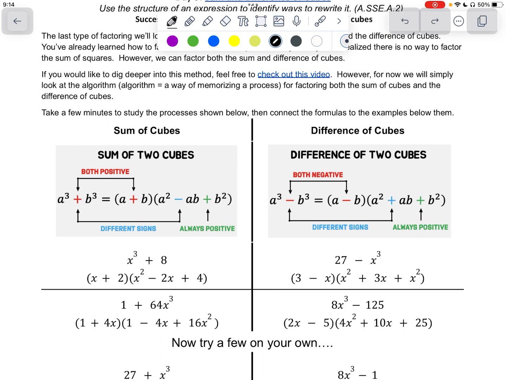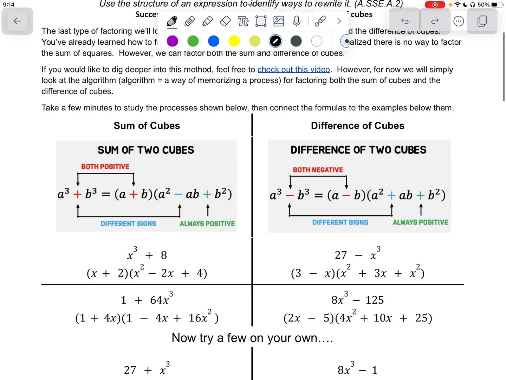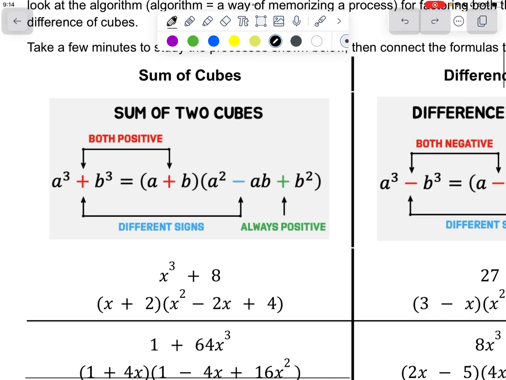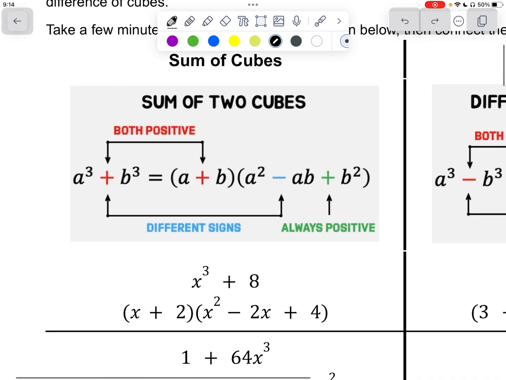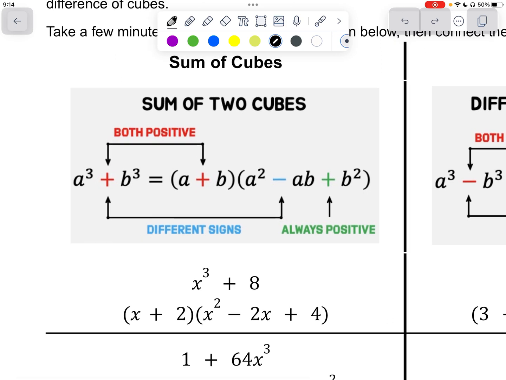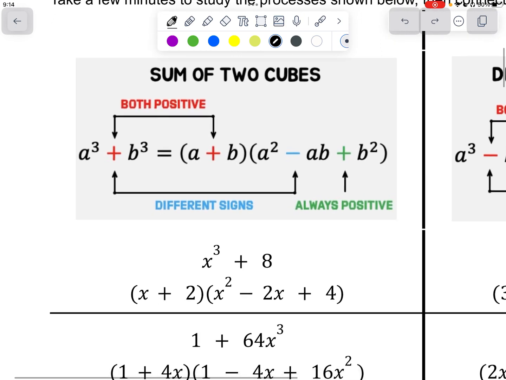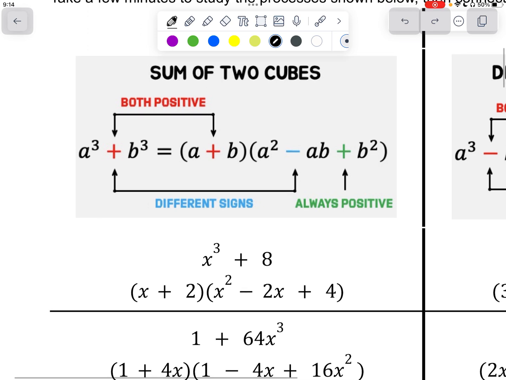An algorithm is just a basic way of memorizing a process. So we're just going to look at the algorithm for factoring the sum and difference of cubes. First we'll look at the sum of two cubes. It's pretty straightforward. It looks confusing, but it's not as confusing as it looks. The first thing you've got to do is recognize what your cubes are, your perfect cubes.